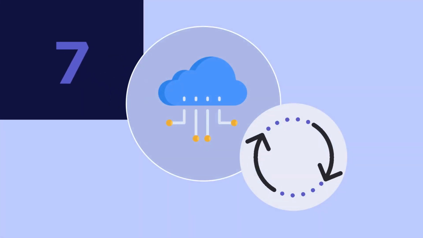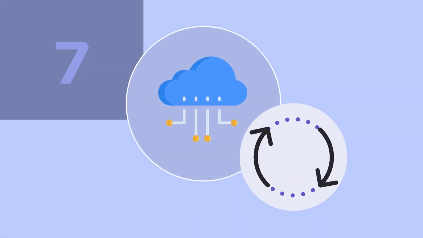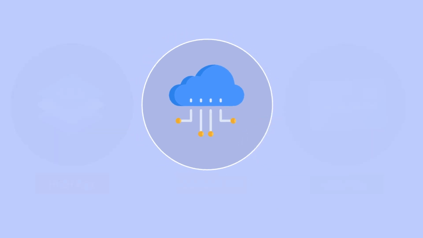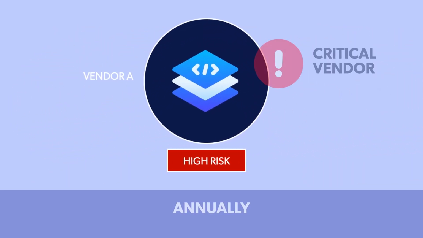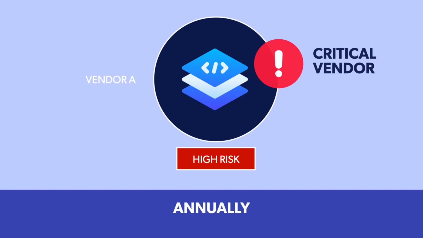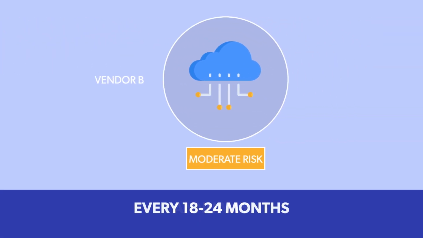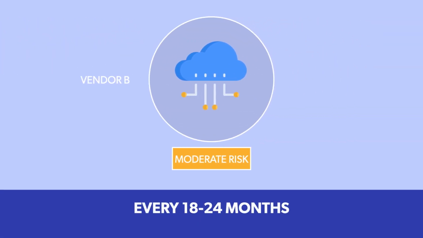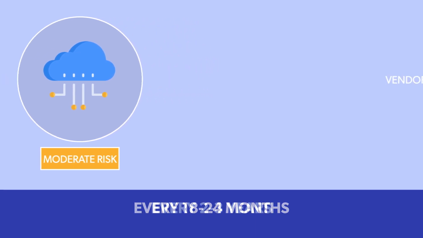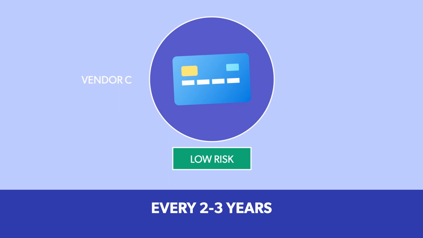Finally, Step 7. And always repeat the process. You need a formal due diligence review at the highest risk level and on all critical vendors at least annually. Moderate risk vendors need to be reassessed every 18 to 24 months, depending on the vendor's product or service. Low risk vendors every 2 to 3 years, also depending on the product or service, or before contract renewals.